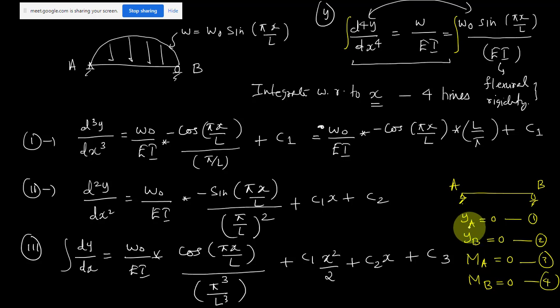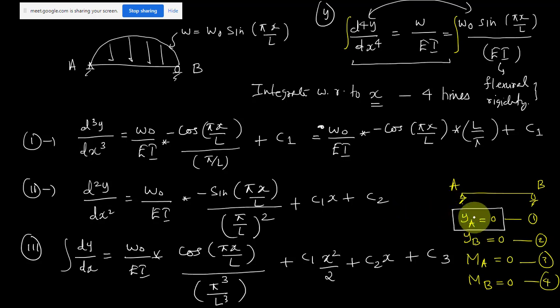How will you use this equation? First we will apply the first boundary condition. You just have to understand the procedure: even for a simple problem, like a simply supported beam with a UDL, if you want to solve from the moment using the double integration method, you have to follow the same method. The procedure is exactly the same.